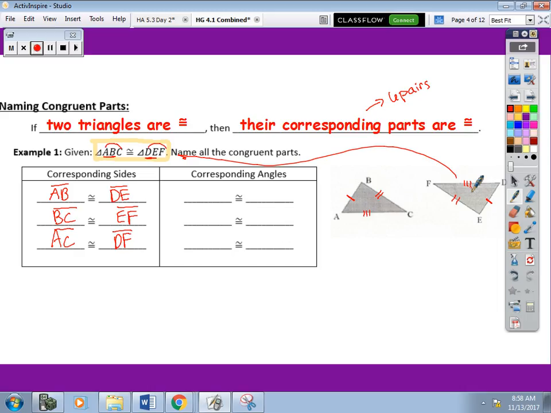Now we have the corresponding congruent angles, which, since we're given a congruent statement, I would just look at that. Angle A is congruent to angle D. Angle B is congruent to angle E. And angle C is congruent to angle F. So if you're given a congruent statement, it's super easy to just identify first with first and so on.